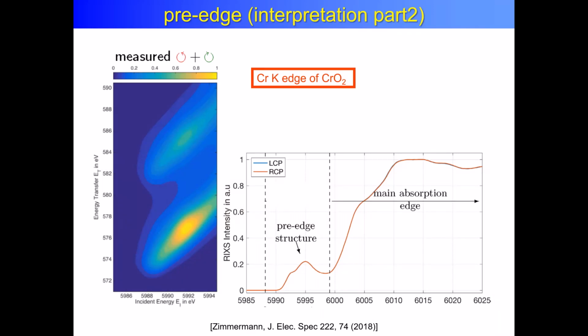But actually, this is not really correct. I would do this analysis, you would never do this if you do X-ray absorption. The pre-edge actually is below 5990. It's not visible because it's very small in intensity. And what is called pre-edge is not the pre-edge, actually, it's a non-local peak.